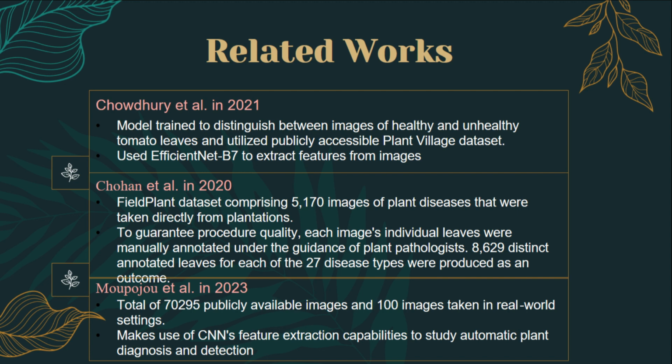Following with Chauhan, the research is also mainly for classifying an image as a healthy leaf or a non-healthy leaf. They used the field plant dataset, which has 50K plus data, and they did some manual annotation under the guidance of plant pathology to guarantee the image quality, and also that the result outcome is very precise.